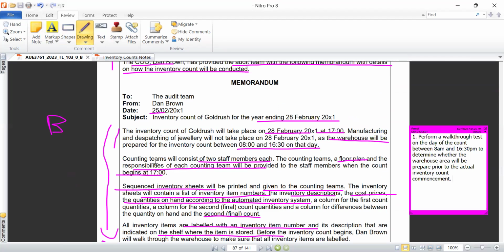Now, second paragraph: counting teams will consist of 2 staff members each. The counting teams, a floor plan, and responsibilities of each counting team will be provided to the staff members when the count begins. Now, there's another procedure that you can also confirm, all right? So how are we going to confirm whether the counting teams indeed consist of 2 staff members each?